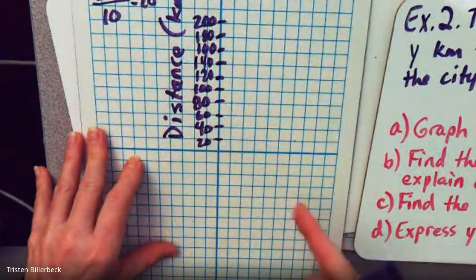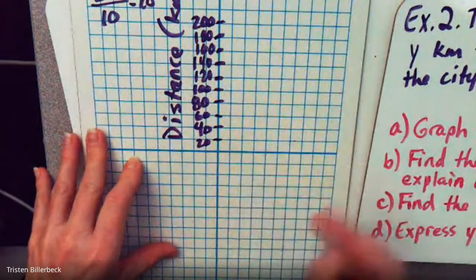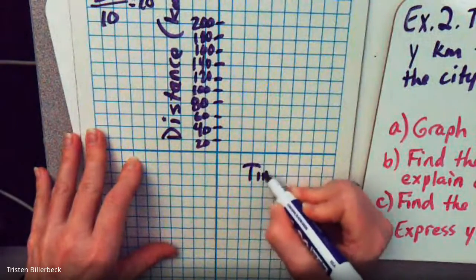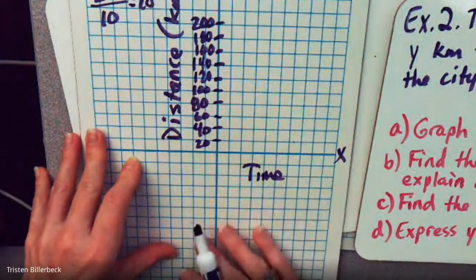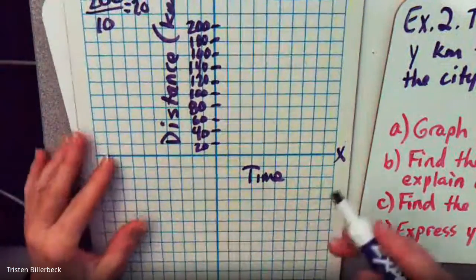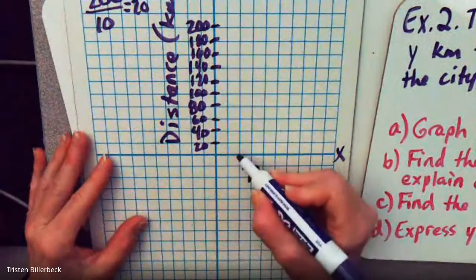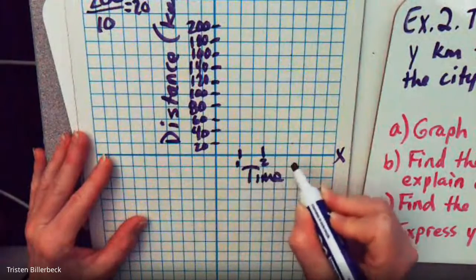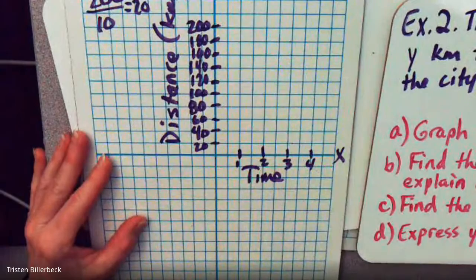Now, time is always independent, so that means it's an input. We cannot change time. So we put time on this axis, which is the x-axis. It's very, very infrequent that you would ever put time on the y-axis because time is independent, which means it's an input. All right, so let's skip these. Every other one will be 1, 2, 3, and 4 since we have a half right there.